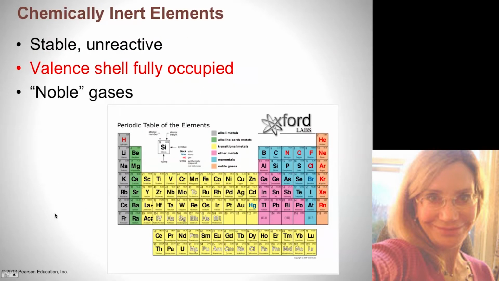Chemically inert elements. Now there are some elements that are very stable and unreactive and will not engage in chemical bonding because their valence shell, that outermost shell, is fully occupied. We call these the noble gases. You can see them over on the far right.